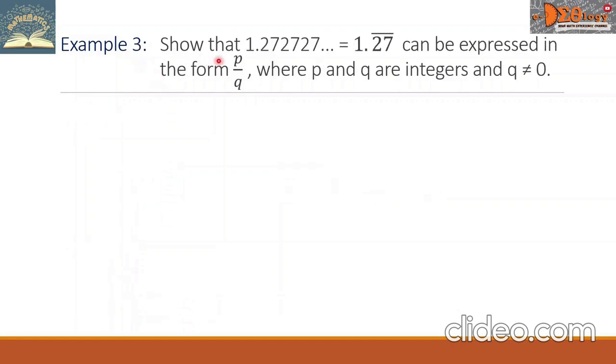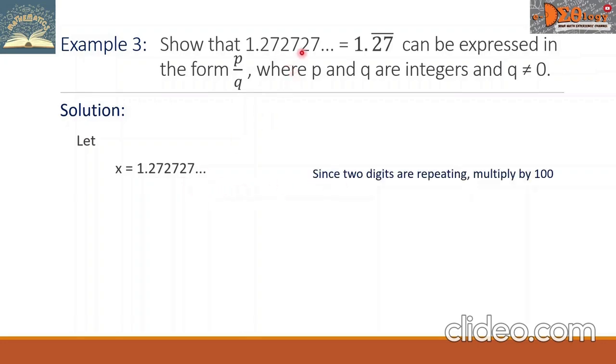Example 3. Show that 1.272727 and so on, equals 1.27 with a bar on the 27, can be expressed in the form P over Q, where P and Q are integers and Q not equal to 0. We let x equal 1.272727 and so on.